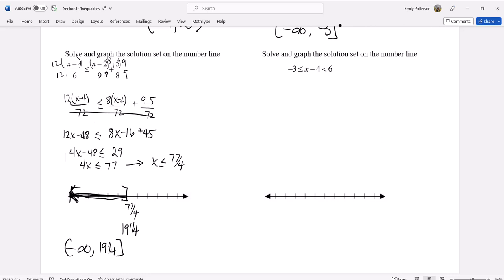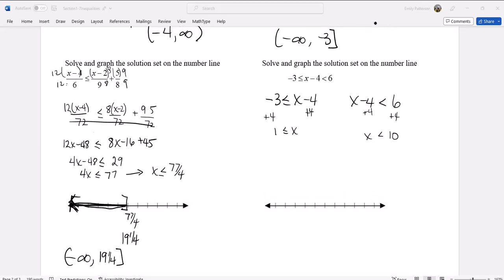Now when I look at here, I have two inequalities, so I actually have to set it up separately. So this means -3 is less than x minus 4, and it also means that x minus 4 is less than 6. So first of all, solve both of these inequalities. Pause the video.